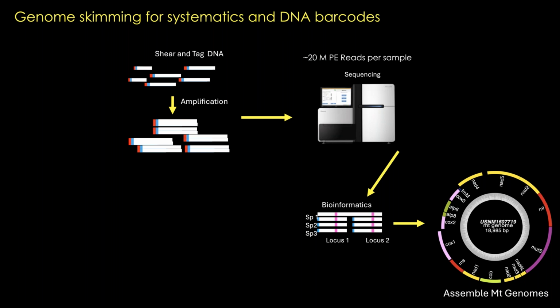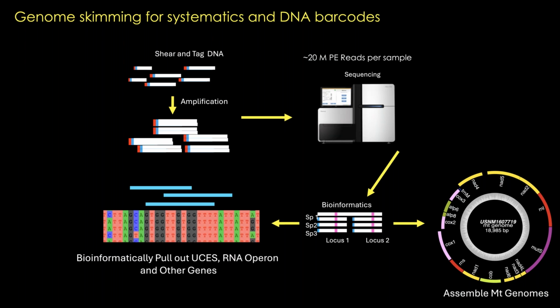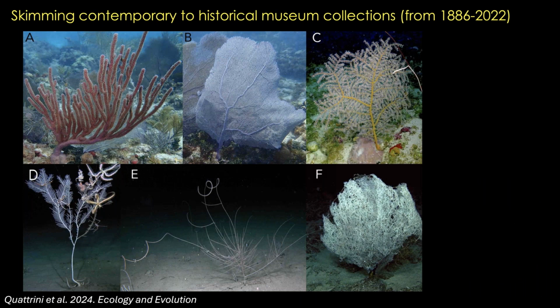Again, many of the barcodes that are used for environmental DNA are found on the mitochondrial genome. But what I'm also interested in is bioinformatically pulling out these ultra-conserved elements, RNA operons and other genes of interest from this low coverage whole genome sequencing data, or this genome skimming data. So we published a paper in 2024, just a month ago, in Ecology and Evolution, focusing first on corals.